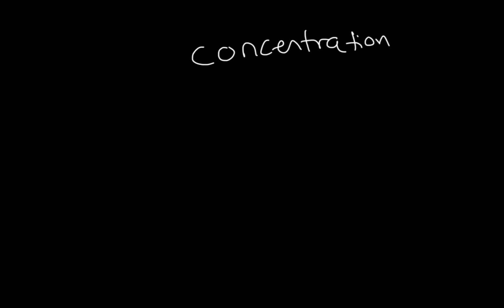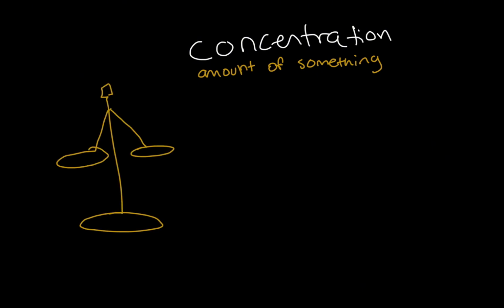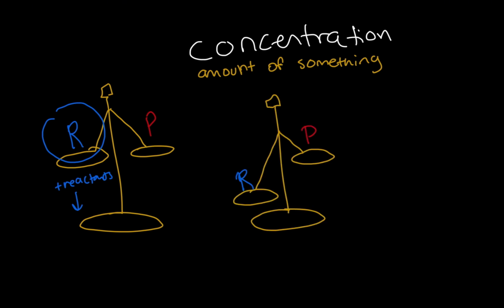Now, when we refer to concentration, we're talking about the amount that we have of something. So if we have a high concentration of molecules, we have a lot of molecules. But if we have a low concentration, we have a little bit. So now I want you to think of a balance scale, where on the left side we have reactants, and the right side we have products. So now let's say we want to add reactants. What's going to happen? Well, the scale that has the reactants is going to start tipping down because it's heavier. We have a higher concentration. So now the scale is going to look something like this.